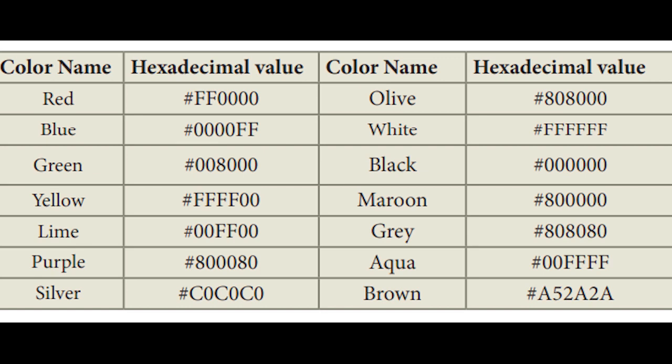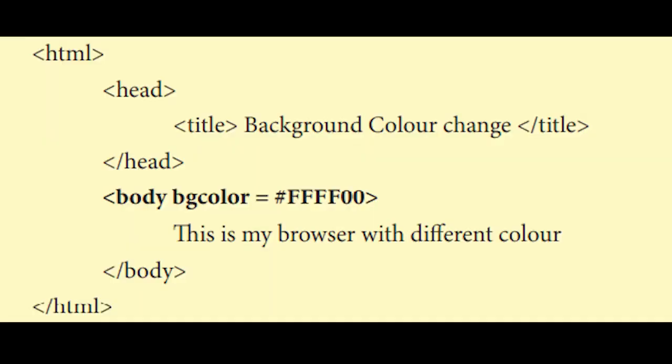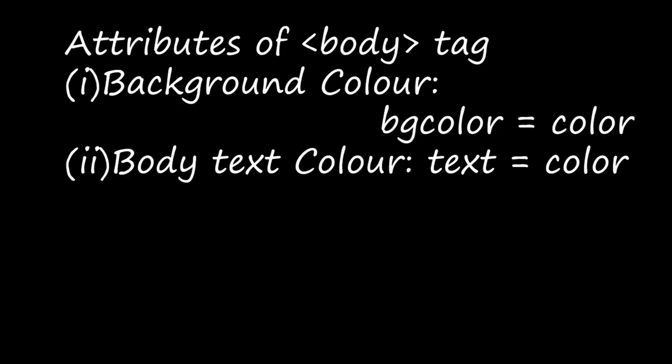And the next one, here they have given an example also on page number 226. You just refer to it, okay? Inside the body tag, instead of giving the color name, they have given the color code, right? The next one is body text color. This is text equal to color. The default text color of the body section is black. If you are giving any text, it will be displayed in black color only as a default one.